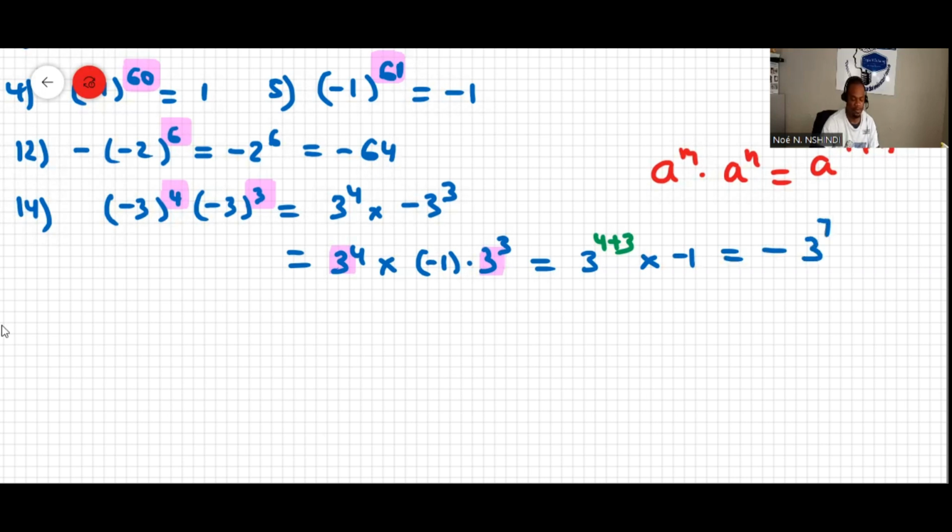Now let's do 15, which is similar to this, but over here it's negative 3. I think, okay, this was 15, sorry. This was actually 15. And now we're doing 14.